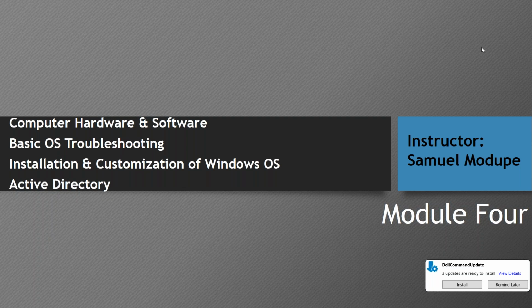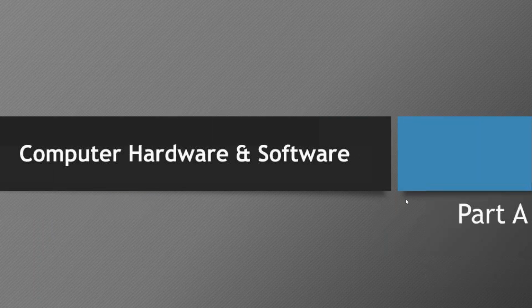Remember that this mentoring program is to arm you with the foundations of system administration and network administration, giving you the basic fundamentals, that which you need to start and also work within the role of a system admin or a network admin. So we're looking at computer hardware and software, basic operating system troubleshooting, installation and customization of Windows operating system, Active Directory. Okay. So we'll be looking at computer hardware and software.